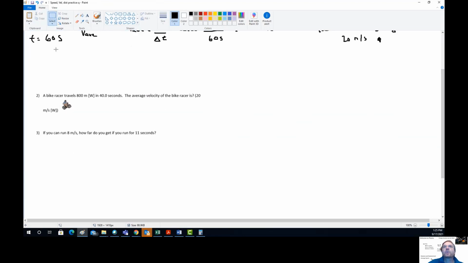Let's give ourselves a little bit more paper here. Pull this down. A bike racer travels 800 meters west in 40 seconds. The average velocity of the bike racer is, then I have an answer, looks like I've got there. So let's see if that's right. Maybe it's wrong. What information are we given? What's required?